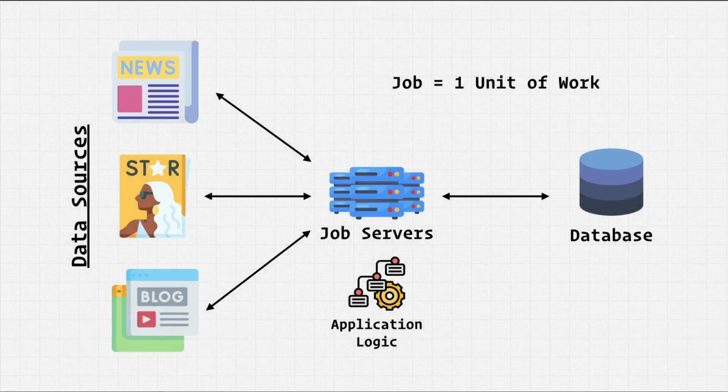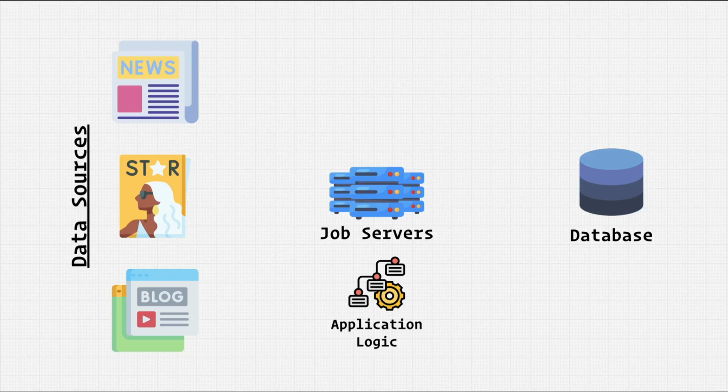Welcome back, everyone. So in the last video, we talked about jobs being a unit of work and how job servers aim to actually perform these jobs. Jobs are just different types of application work that is done in the background, independent of the user's interaction or even the user's knowledge. So we talked about job servers, and we need to talk about job queues.